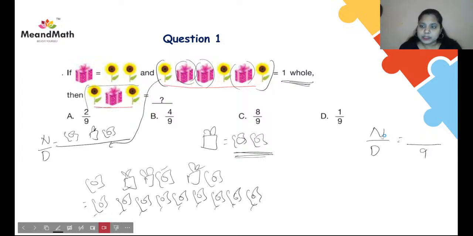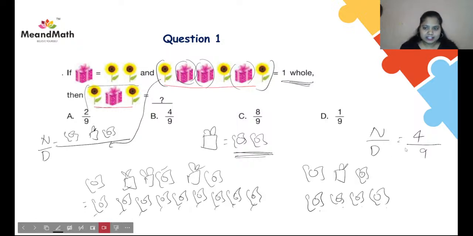Now we'll see the numerator part, that is one sunflower, one gift box, and one more sunflower. Let us convert this the way we did the previous one as one whole. One sunflower we write as one sunflower, one gift box as 2 sunflowers, correct? And then one sunflower as it is. So we get a total of how many? 1, 2, 3, 4. That's right. So we get 4 in the numerator. Let us see what is the correct answer now.